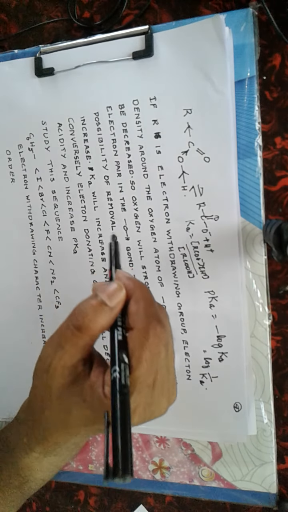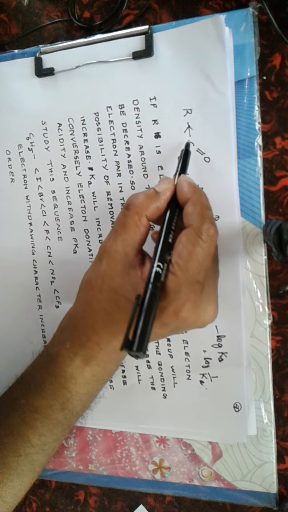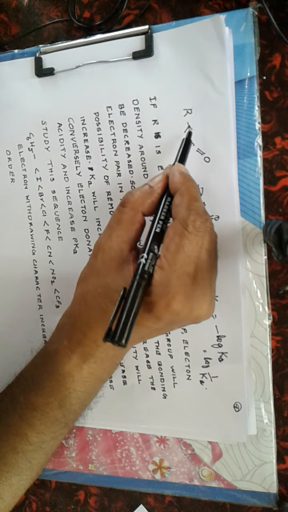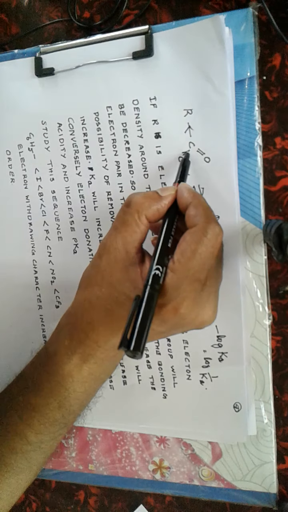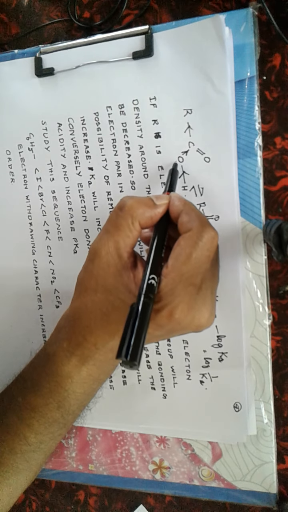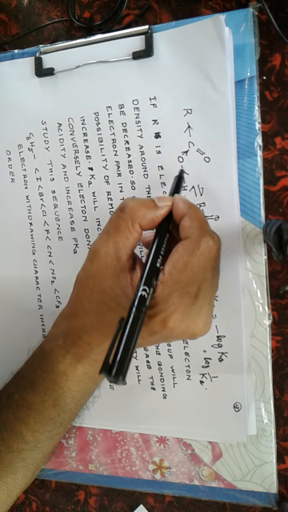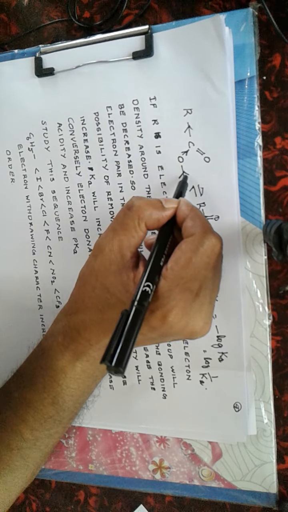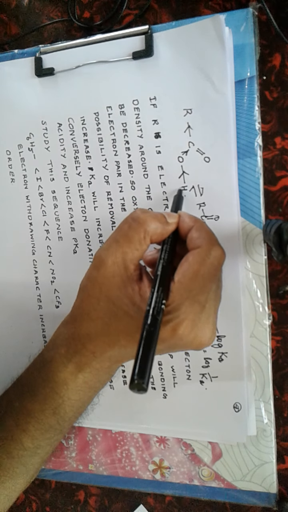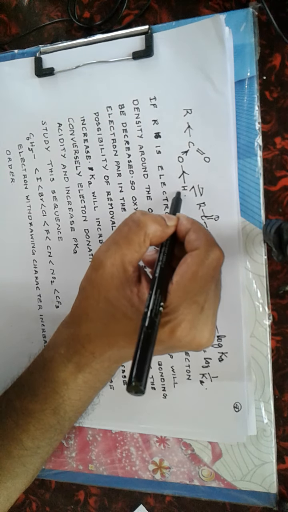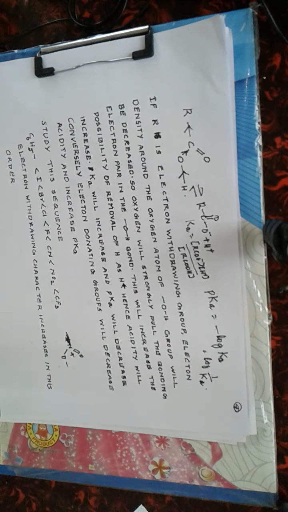So electron withdrawing groups will withdraw electron density. Suppose R is an electron withdrawing group, then it will withdraw electron density like this, so that the electron density around the oxygen atom is decreased. So the oxygen atom will strongly pull the electron pair between oxygen and hydrogen, so that there is a greater chance for removal of H as H positive, increasing the acid strength.